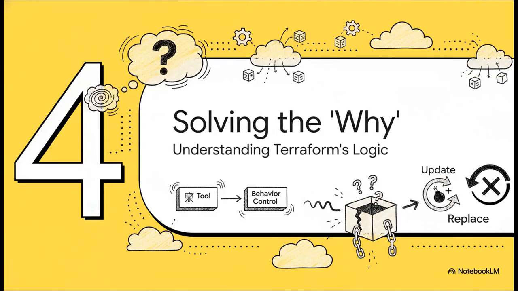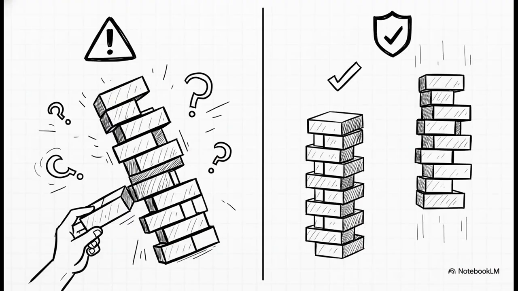So, we've seen the tools, we know how to control the behavior, but this brings us right back to the original mystery. Why does Terraform do this in the first place? Why does it choose to replace something instead of just updating it? And here it is, the big reveal. The thing is, Terraform is fundamentally conservative. It's designed to be safe.